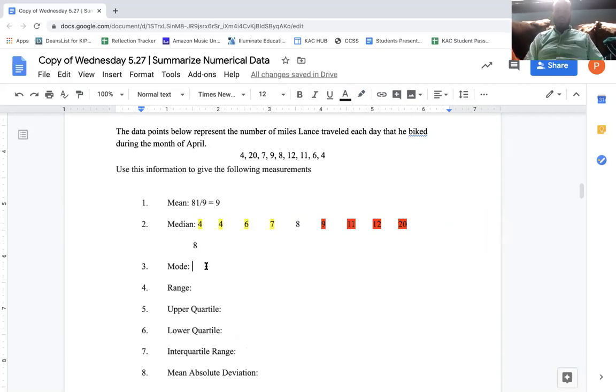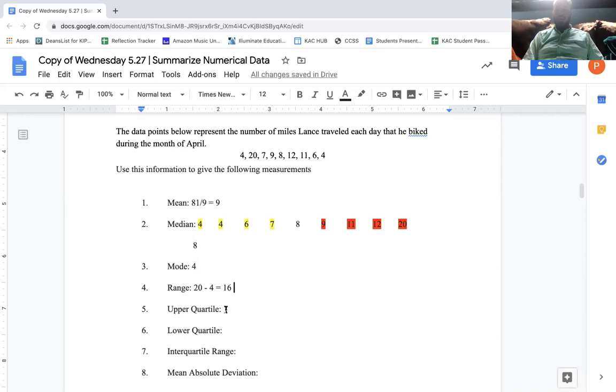Mode. Mode is the number that occurs the most. I already have them lined up. I see that the only one that happens more than once is 4. Range. Range I find by doing my biggest number, 20, minus my smallest number, 4. 20 minus 4 equals 16. My range is 16.